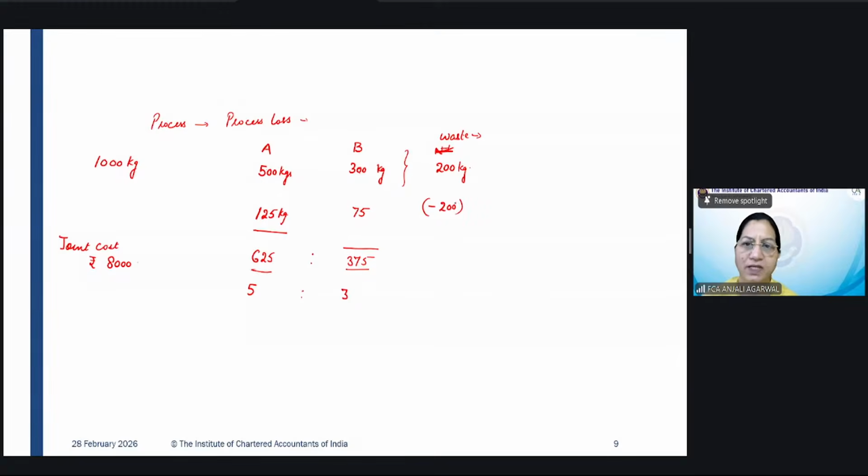If you will charge the waste in some other ratio, then it will be a different answer. Otherwise, here also you have 5:3. Here also you will get 5:3 only.